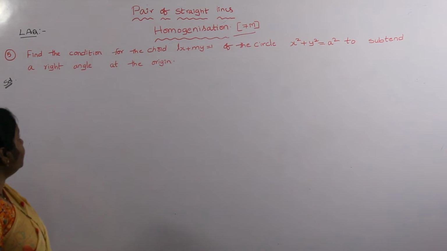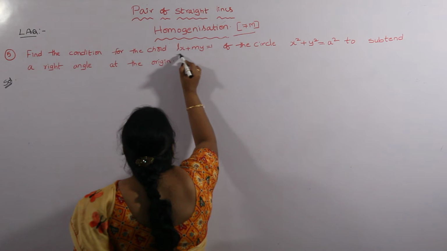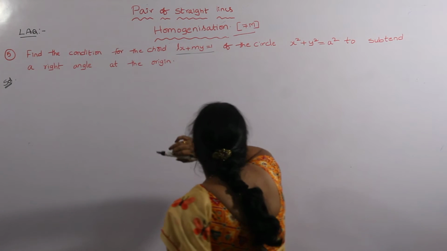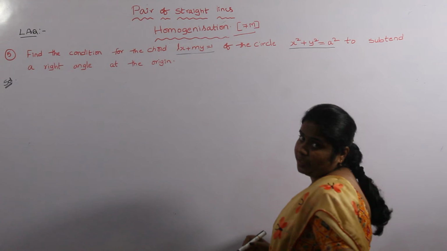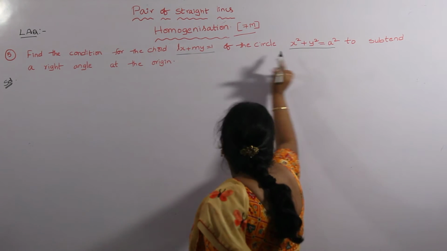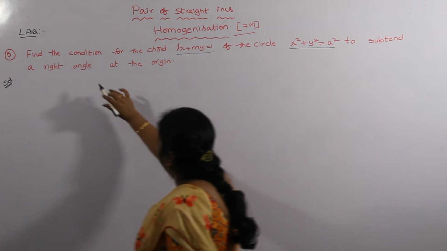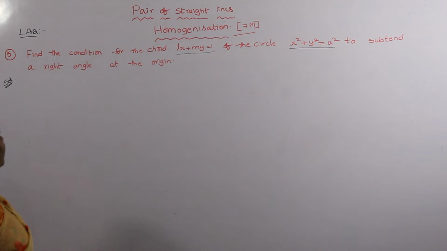Okay, next I'll let you find the condition for the chord Lx plus My equal to 1 and the circle x square plus y square is equal to a square. This is a curve and this is a line. To subtend a right angle at the origin means the angle between the lines is 90 degrees.